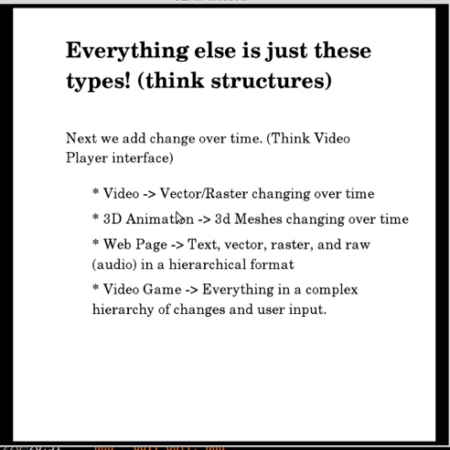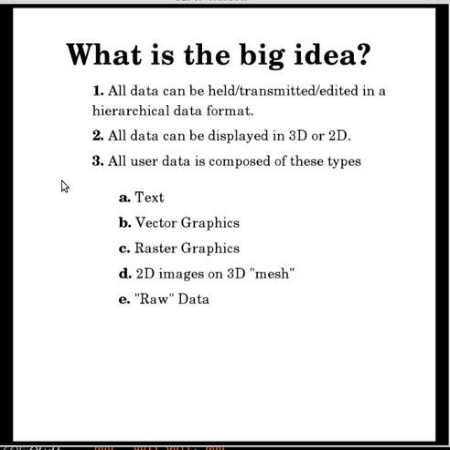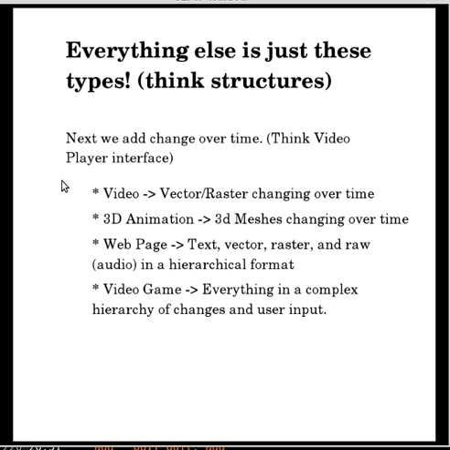If we take that and add in time, change over time, we can create video, we can create 3D animations, we can create web pages, which don't have a linear progression. And we also have video games, which also don't have a linear progression in a standard sense like video does. And all that are these other types that I showed here changing over time.